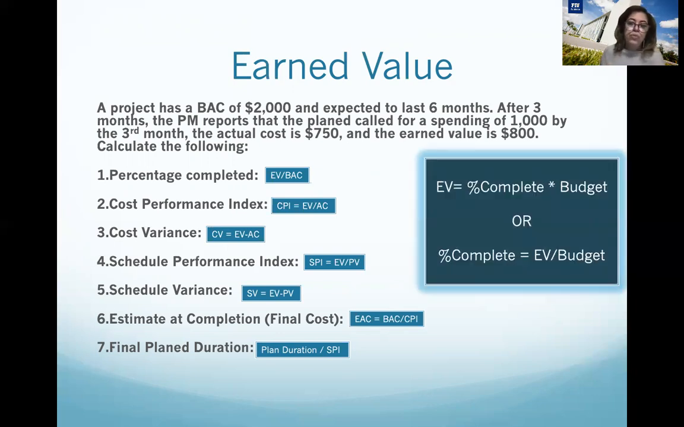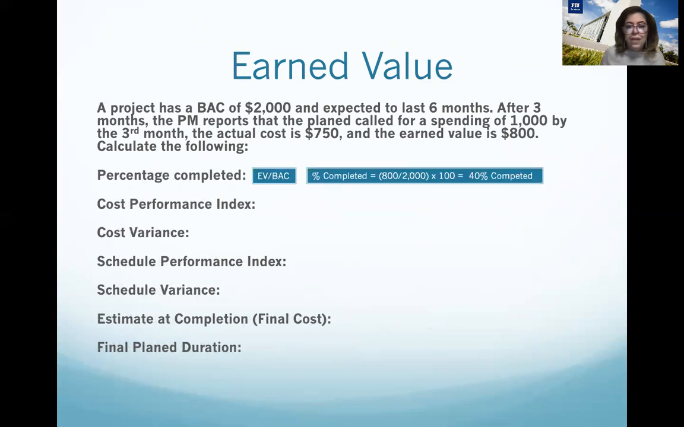However, I need to remind you that I already provided this formula: earned value equals percentage complete multiplied by budget, or percentage complete equals earned value divided by budget. In this way, you can calculate the percentage, which is a straightforward calculation. So it's 800 divided by 2,000 multiplied by 100. Why? Because you need to express the percentage completed in percentage. So that is the question. CPI is just replacing EV, 800, divided by actual cost, 750.